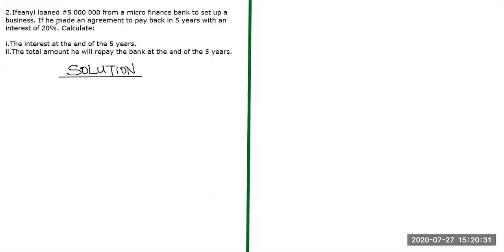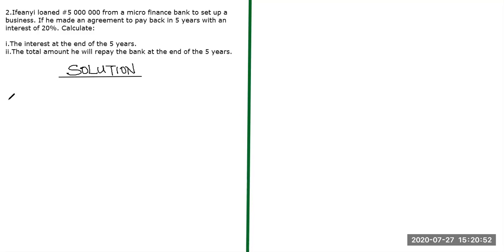In example 2 here, it says if I loaned 5 million naira from a microfinance bank to set up a business, and he made an agreement to pay back in 5 years with an interest of 20%, you can see that also, 5 years, 20%. Calculate the interest at the end of the 5 years.